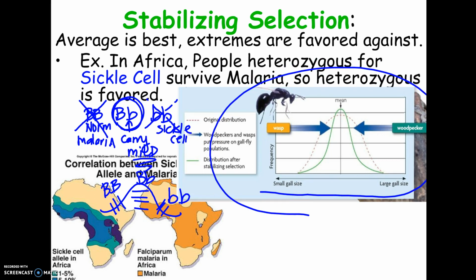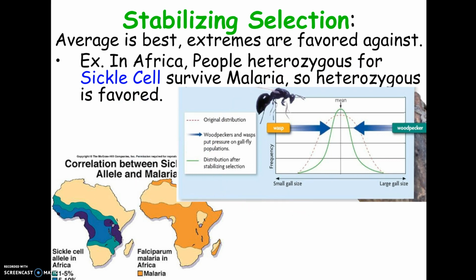And this graph here is another example. It's talking about a fly called a gall fly. Basically, the gall flies range in size from very small to very big, and this is genetic. Wasps eat the little ones, and woodpeckers eat the big ones. Therefore, the ones that are going to tend to survive the best are going to be the ones who are medium-sized, which means they're going to pass on the trait of being medium-sized, which means the population is going to stay in the middle. So this is stabilizing selection.